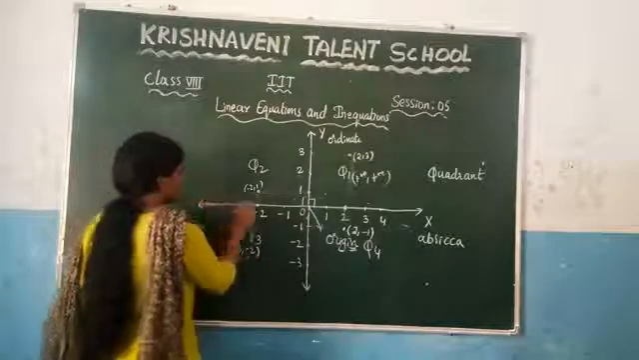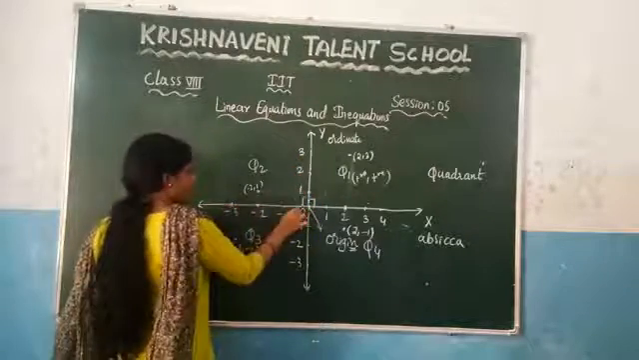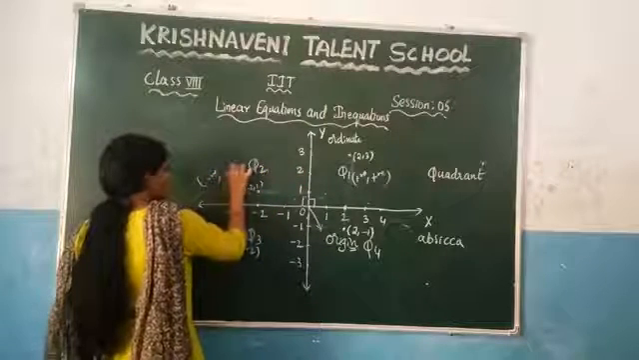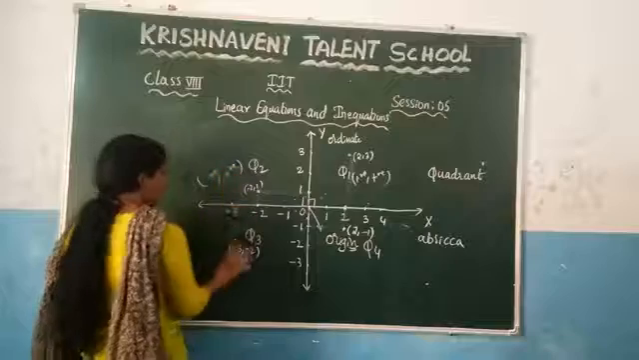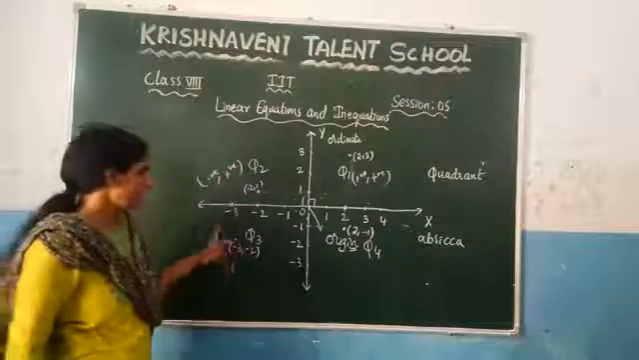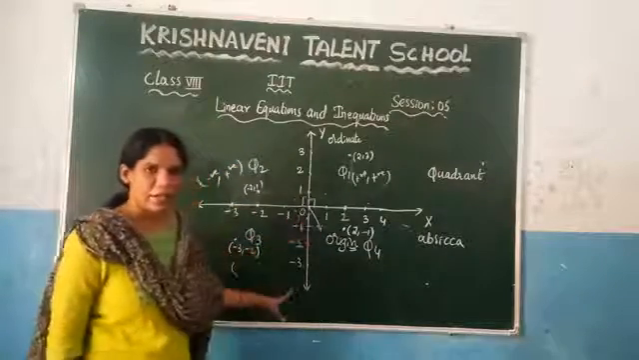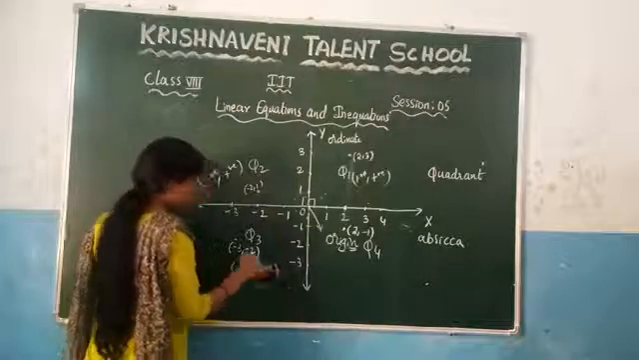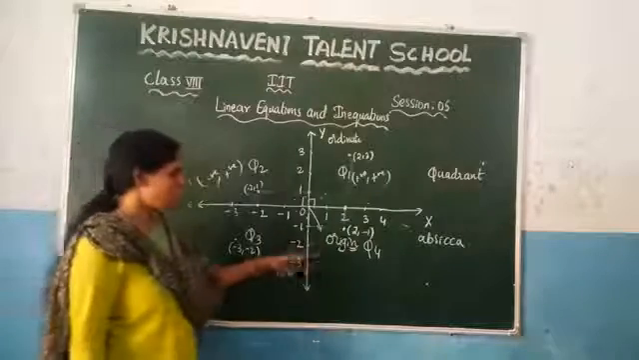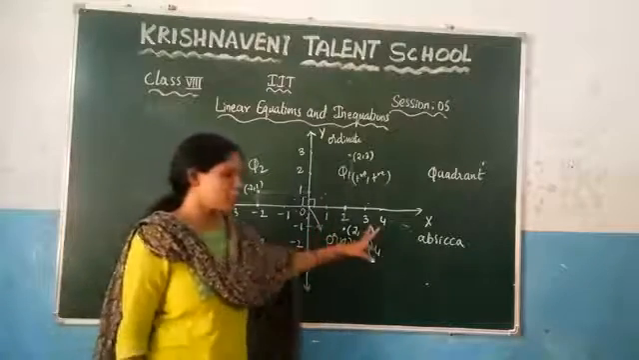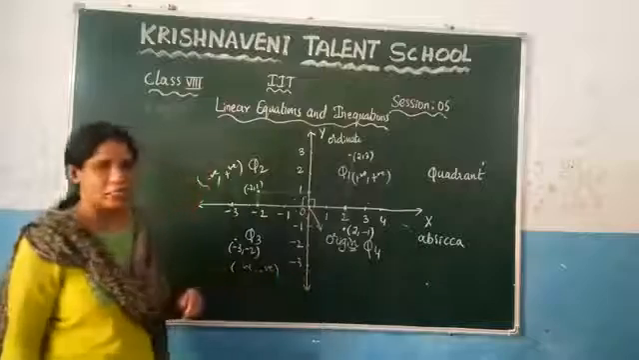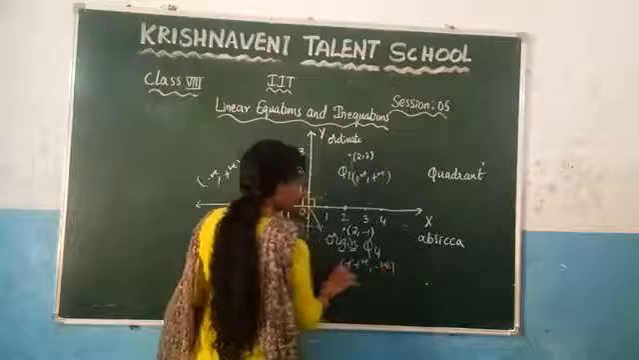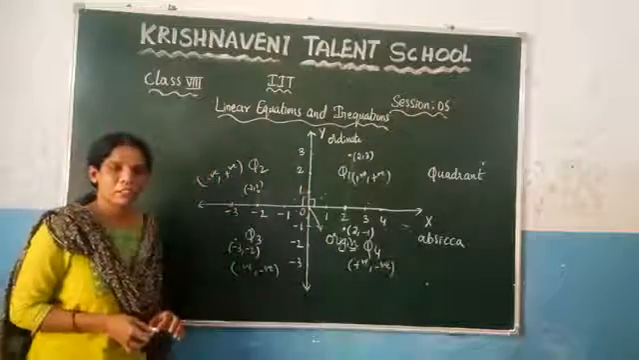Similarly here, if you take quadrant 2, the x coordinates are negative, right? And the y coordinates are positive. And if you go to quadrant 3, the x coordinates are negative and the y coordinates are also negative. And if you go to quadrant 4, the x coordinates are positive and the y coordinates are negative. So you will get positive and negative like that in these 4 quadrants.